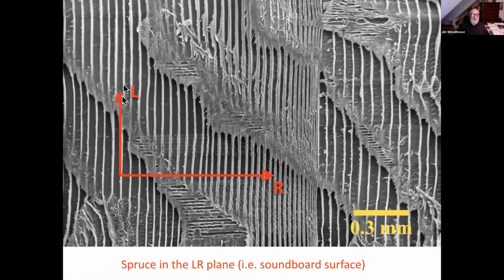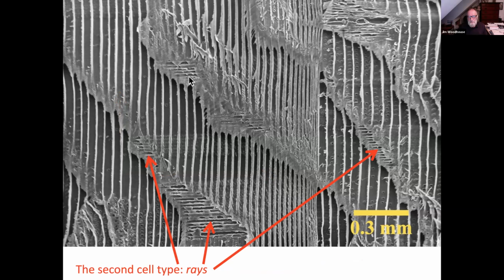So what you're seeing here is all the tracheids who've had their lids taken off by the plane or the knife. So you're seeing these tubes running here, and it's not quite exactly following the grain. So this tube here is diving in underneath the next layer, and this is the next layer of tracheids above it. Now you can see some other things in this picture.